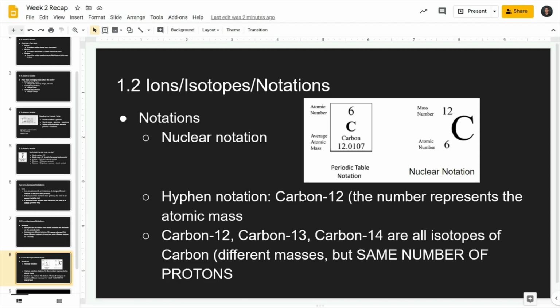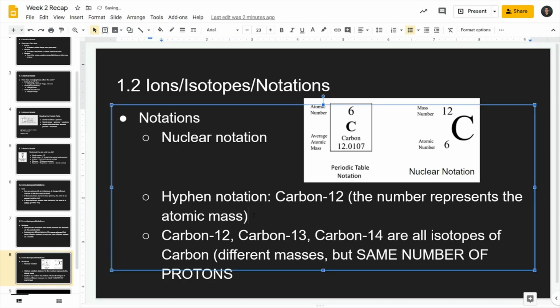Hyphen notation is a little bit easier because you just write the name of the element with a hyphen and then the mass number. So this number represents the atomic mass. What that means, if you see something like carbon-12, carbon-13, carbon-14, those are all carbon. They all have 6 protons because the atomic number is 6. They're all isotopes of carbon. That means they have different numbers of neutrons.